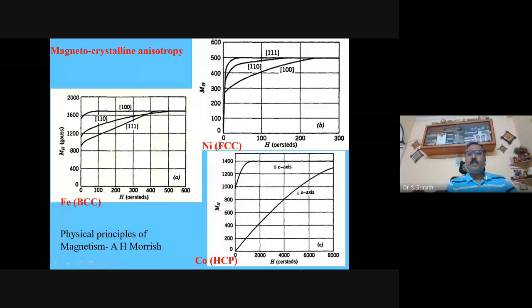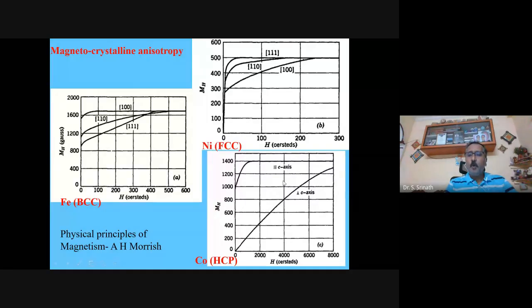And for example, nickel, which is also a cubic system, but a face-centered cubic system, you see it is exactly opposite. That 111 body diagonal is the easy axis of magnetization, and you see the field is much smaller in comparison to this, but the maximum magnetization that you can get is also smaller. It's only around 500 Gauss. And 110 in both cases is intermediate, and the cube edge 100 is the hard axis of magnetization for nickel.